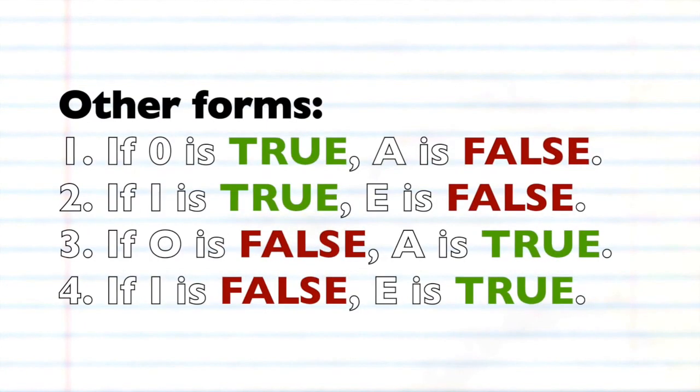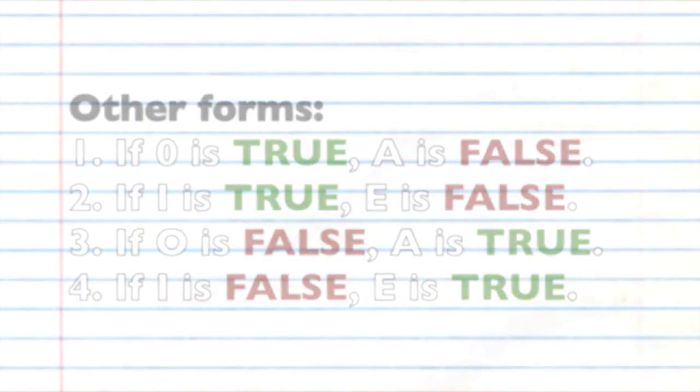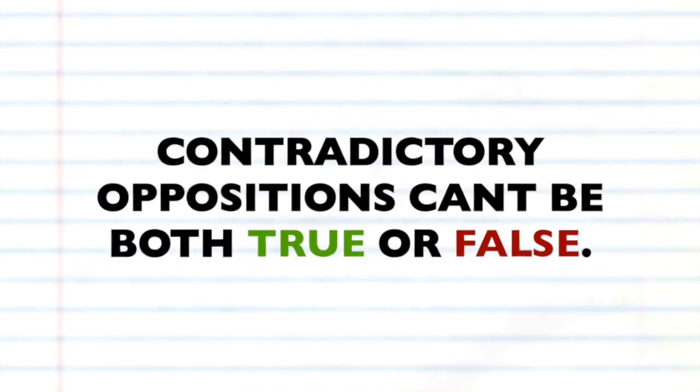There are also other forms of contradictory opposition such as: number 1, if O is true, A is false. Number 2, if I is true, E is false. Number 3, if O is false, A is true. Number 4, if I is false, E is true. To sum it all up, contradictory oppositions cannot be both true nor both false. One statement must contradict the other statement.